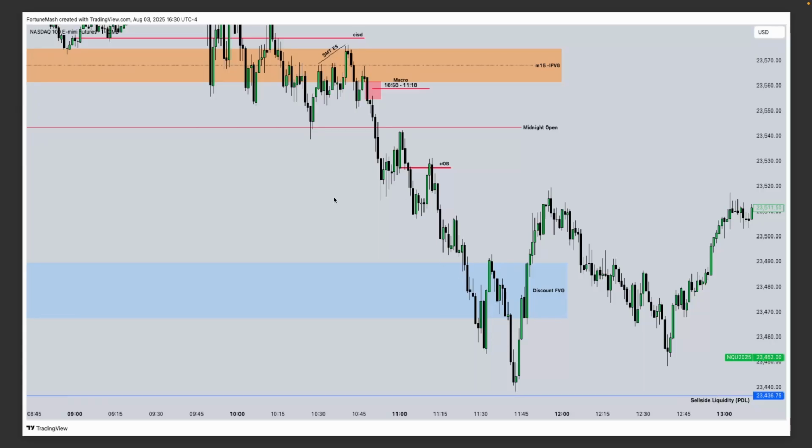So in this case, I'm going to show you why it is important to take partials at the discount PDRA or premium PDRA. Look at how price missed that liquidity with just 1 point.